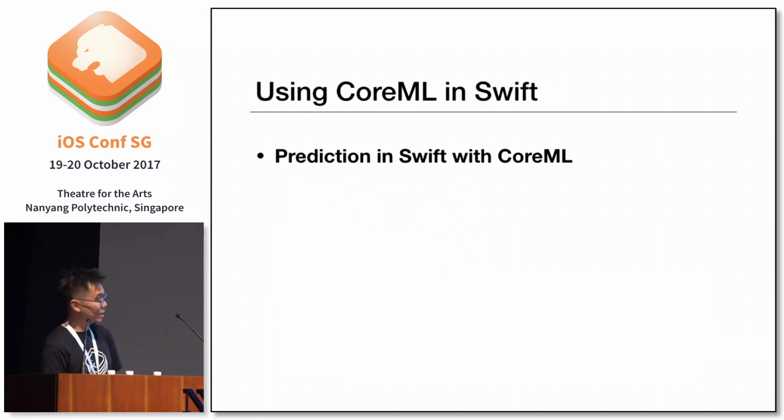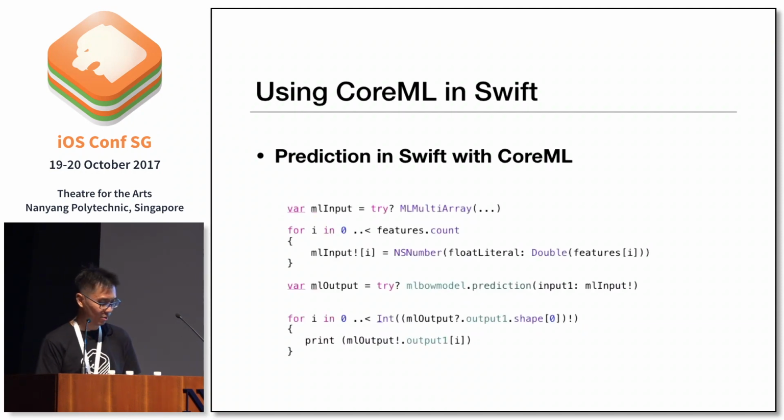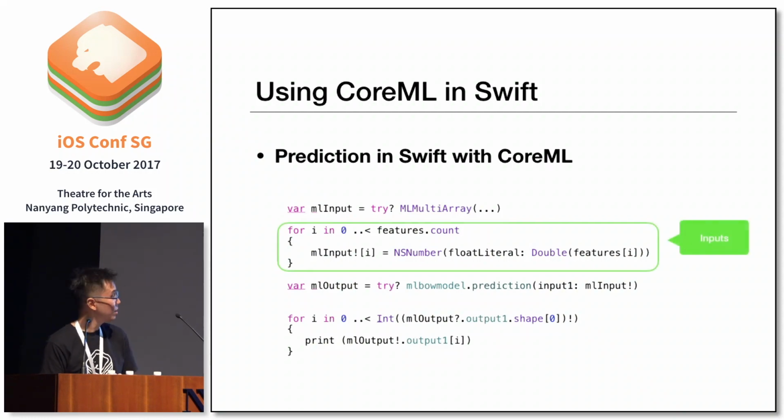So to actually do the prediction within Swift using CoreML, this is basically how it looks. Let's break this down. This is your input, basically your vector that corresponds to the total number of words in your dictionary. The size of this vector corresponds to the total number of words in your dictionary.